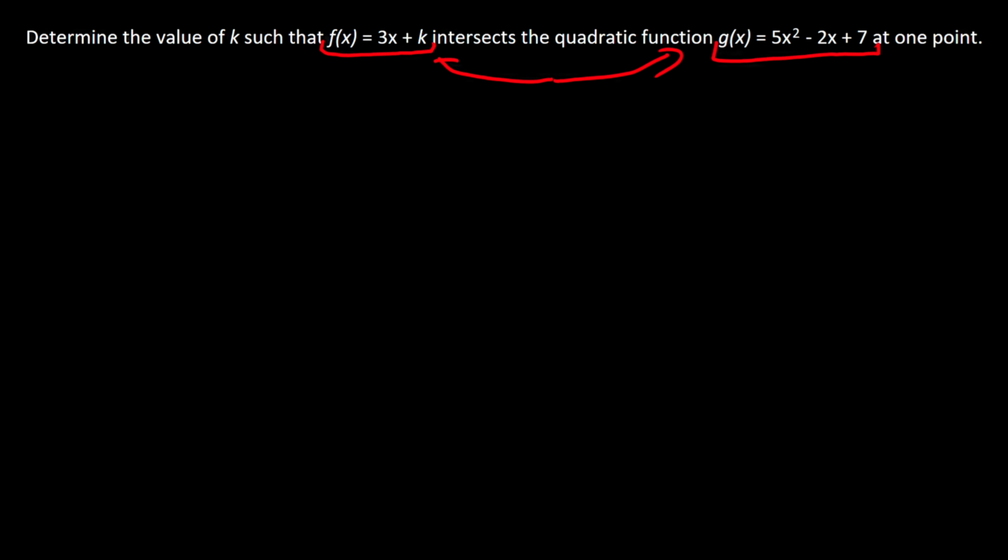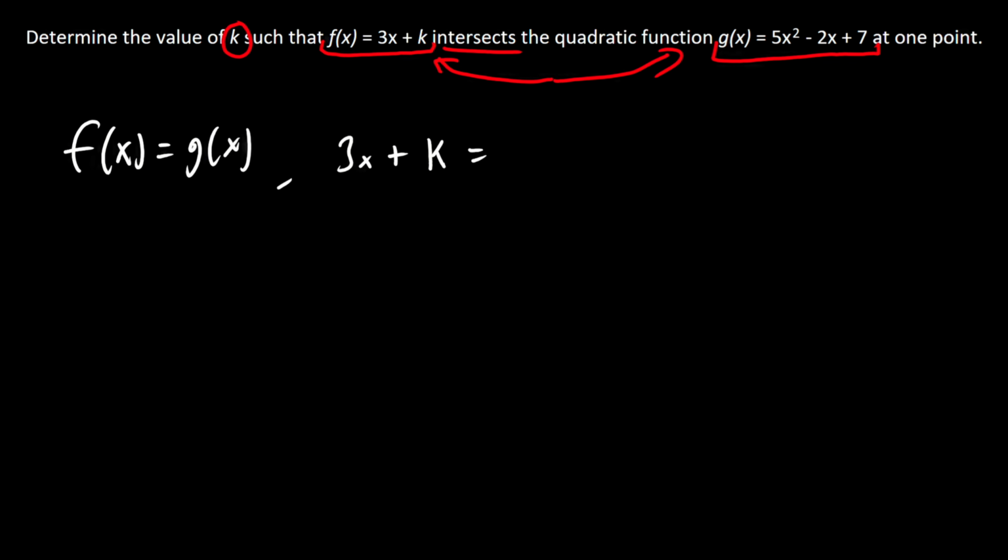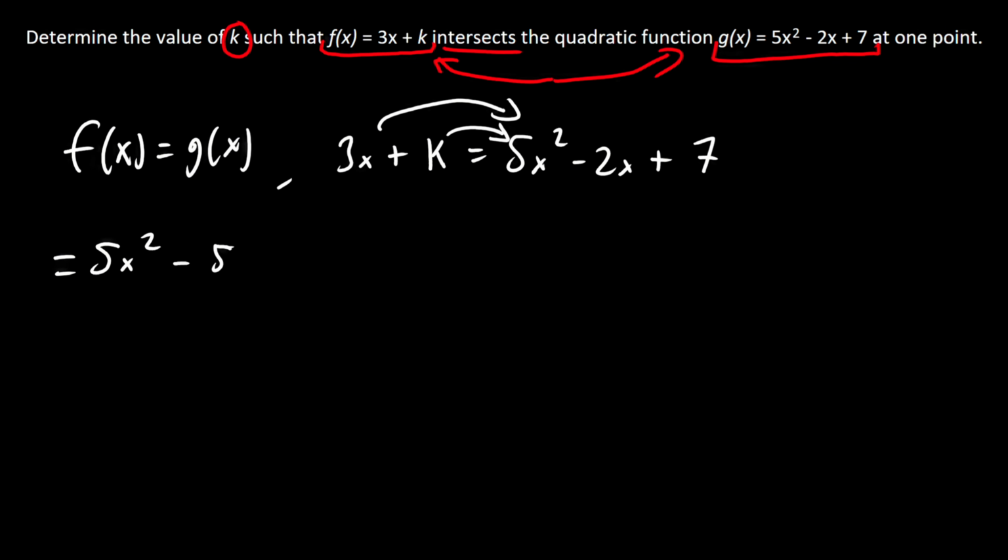We're trying to solve for the unknown value k, so we're first going to make f of x equal to g of x to show that they are intersecting. So 3x plus k is equal to 5x squared minus 2x plus 7. Next we're going to bring this 3x and k onto the other side of the equal sign and combine like terms. So we will get 5x squared minus 5x, from the negative 2x minus the 3x, plus 7 minus k.